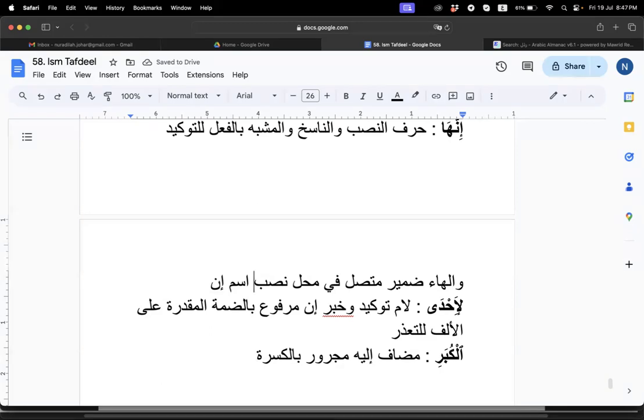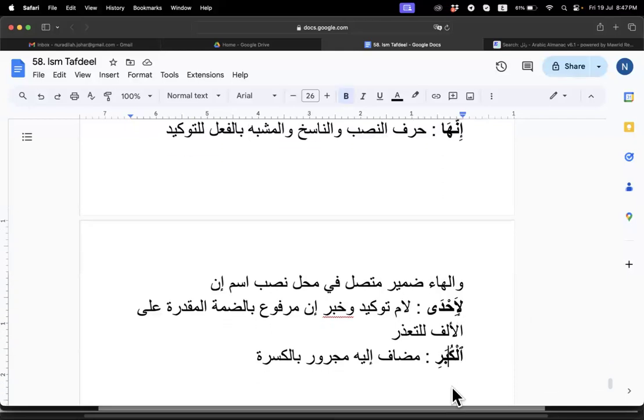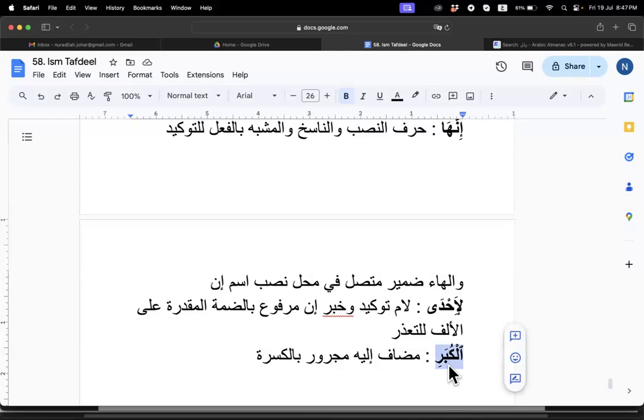And where's our ism tafdil here? Innaha la ihda or al-kubari? Al-Kubari, sister. Yes, al-kubari is what form? This is a feminine form, sister. Singular, dual or plural? Al-Kubari is singular. Why singular? Singular is kabir. This is jamak.